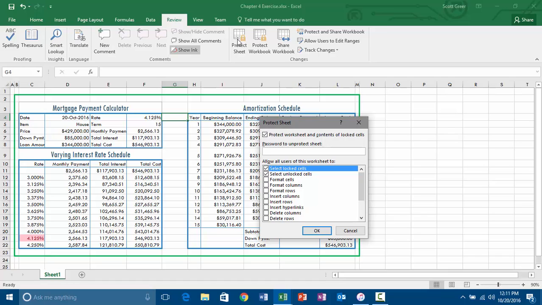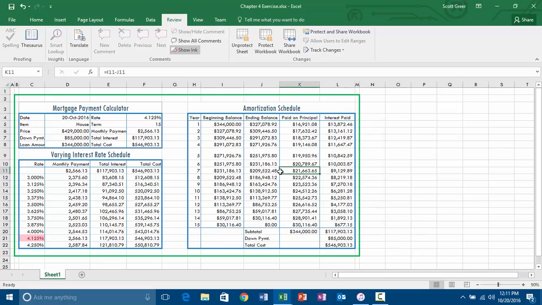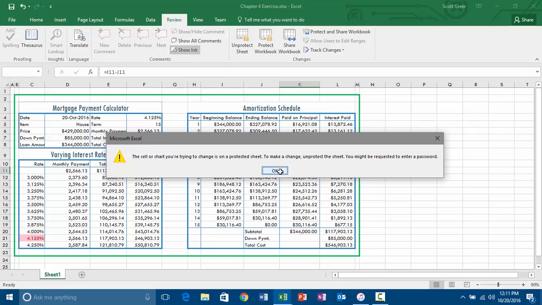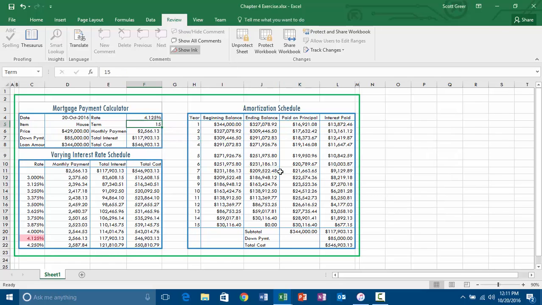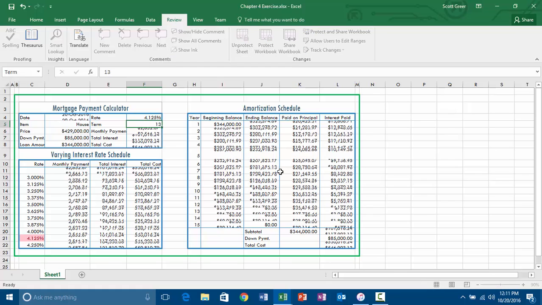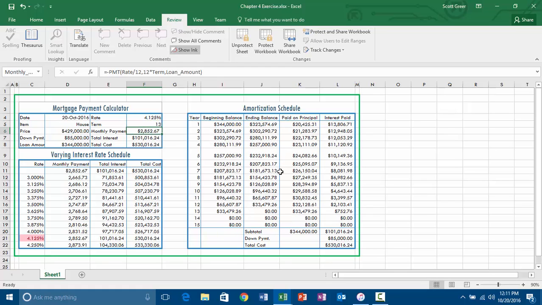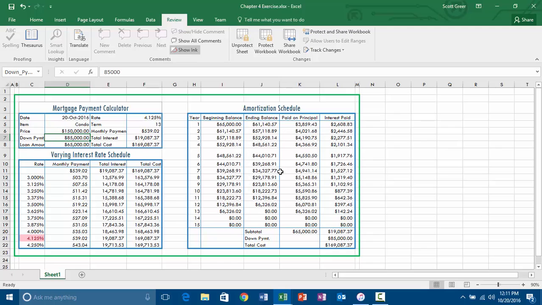Now we can type in a password. I'm not going to. You could type in a password like Greer Rocks 1, whatever you want to do. But when I click OK, now if I come down here, notice I can't do anything. It says it's protected. You have to unprotect it. But I can come up here and say, okay, I want to change this to a 13-year mortgage. Oh, and it recalculated. And I want this to be a condo for $150,000, and I have an $85,000 payment. Boom, here you go. It keeps everything functioning perfectly, but the only things we can change are the variables that we should be able to put in.